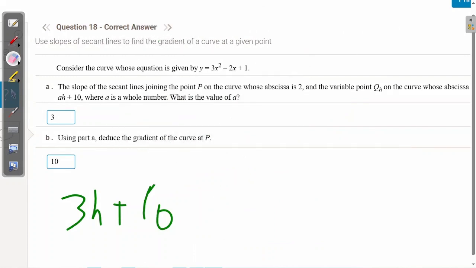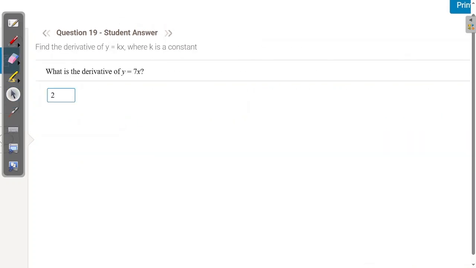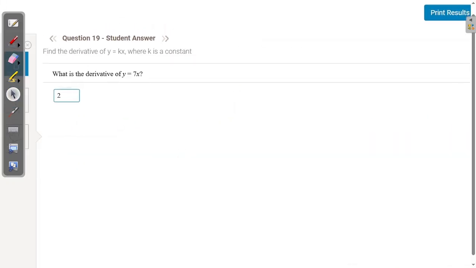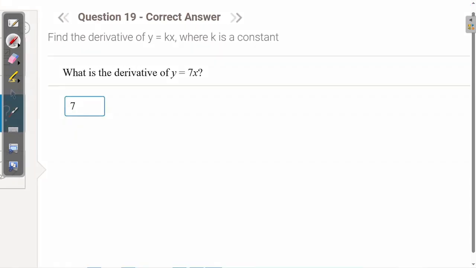Now using part A, deduce the gradient. If you want the gradient, you basically take the h and try to make it 0. So make h 0, what will you get? You're going to get 10, since 0 times 3 is 0, plus 10 is 10. Okay, this is easy. The derivative of y equals 7x: bring the power down, so 1 times 7 is 7, and the x power becomes 0, and x power 0 is 1. So it's 7.